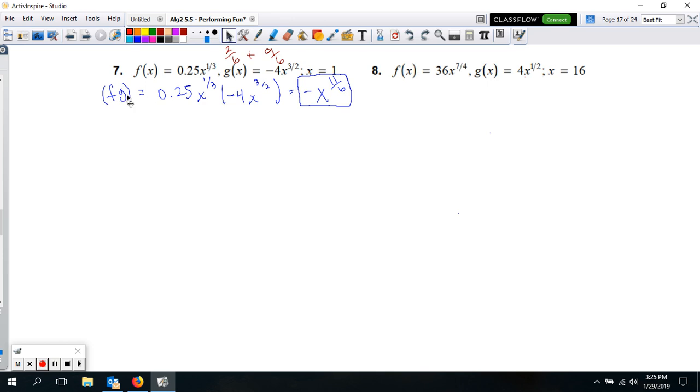And there it is for the f times g. And now we'll do the f divided by g, or f over g.